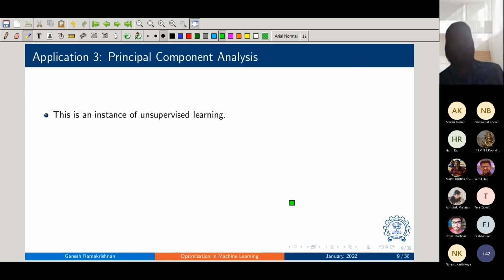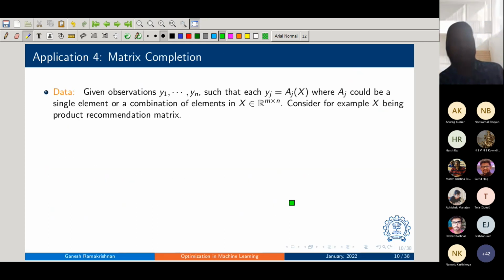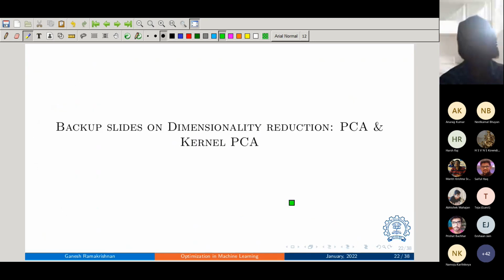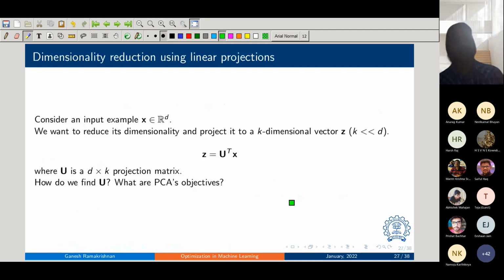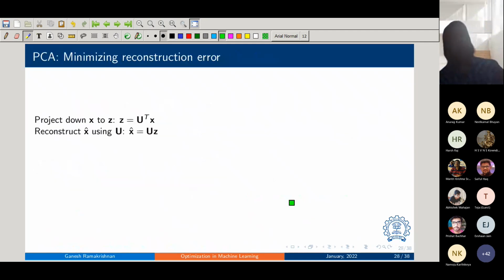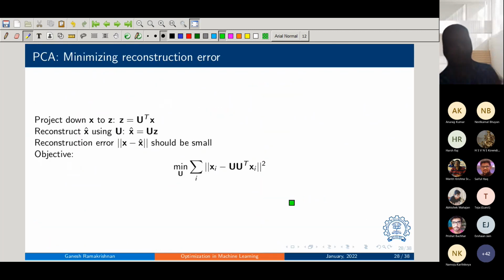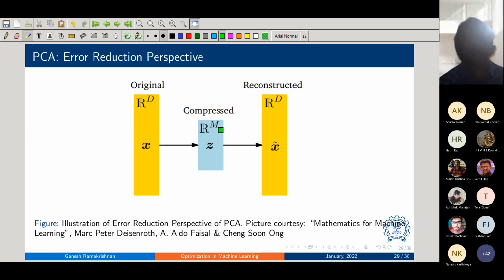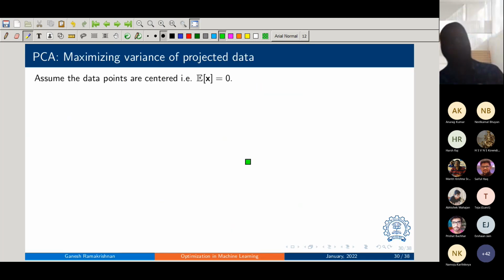Sorry, this has got repeated. In the extra slides I have at the end, I talk about this dimensionality reduction, and I give two perspectives. One perspective is minimizing the reconstruction error, exactly what I showed, the error reduction perspective. You have x in R^d, you're compressing and then trying to get x tilde close enough to x. And what I also brought out in the optimization is maximizing the variance of projected data. That's the intuition I gave while posing the optimization problem.